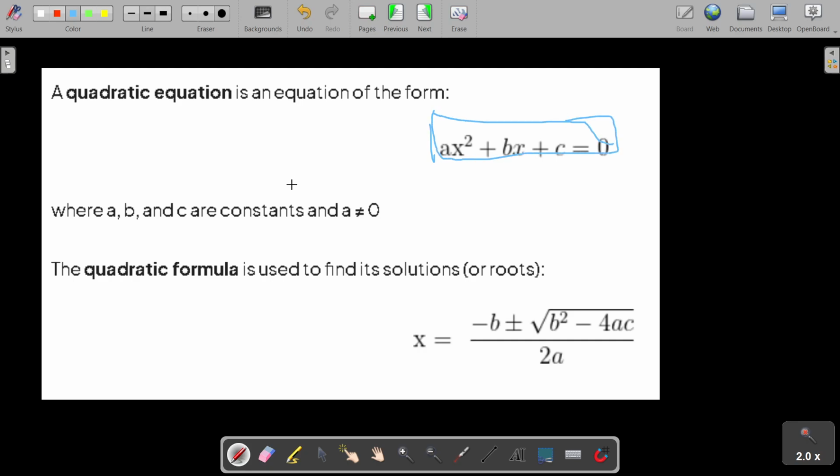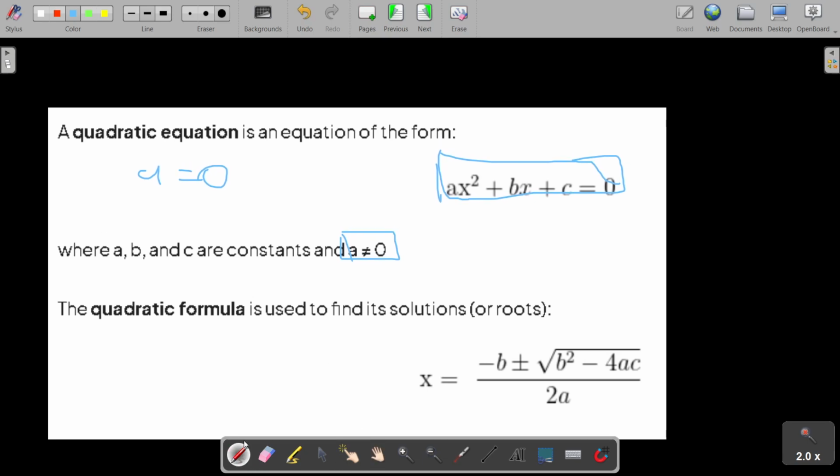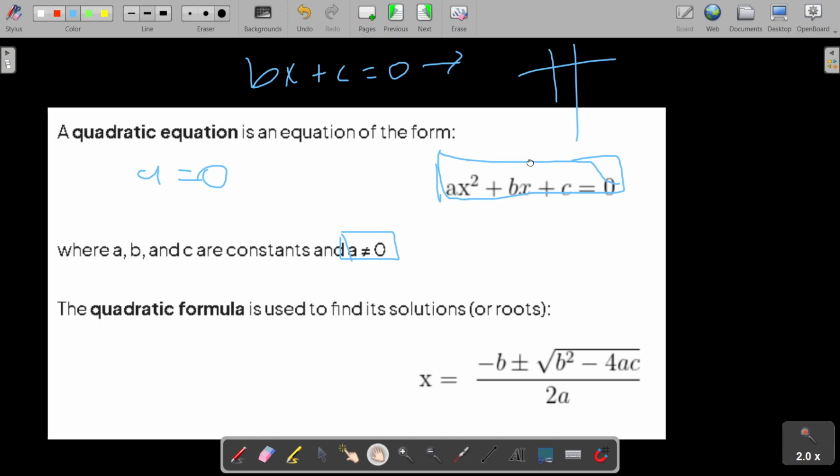And there are some conditions. There is a condition where a should not be equal to 0. If I put a equal to 0, then this equation becomes bx + c = 0, which is a linear equation, and it represents a straight line in the coordinate system if we talk about it graphically.